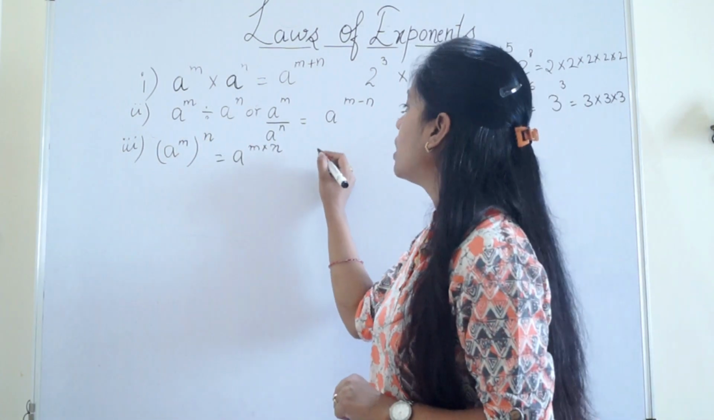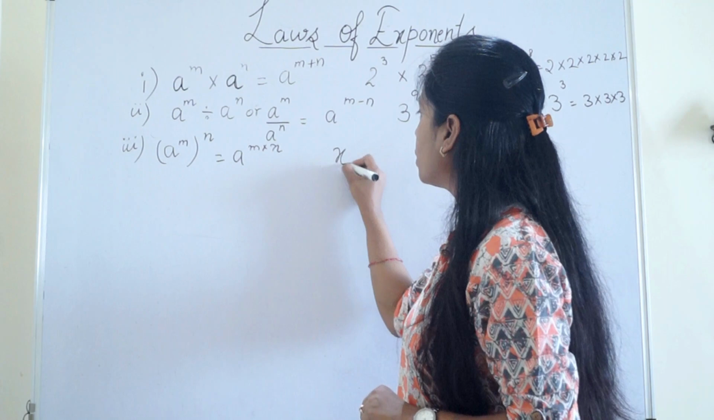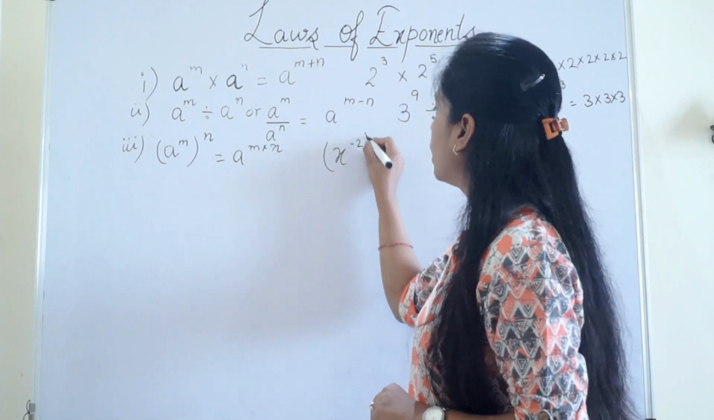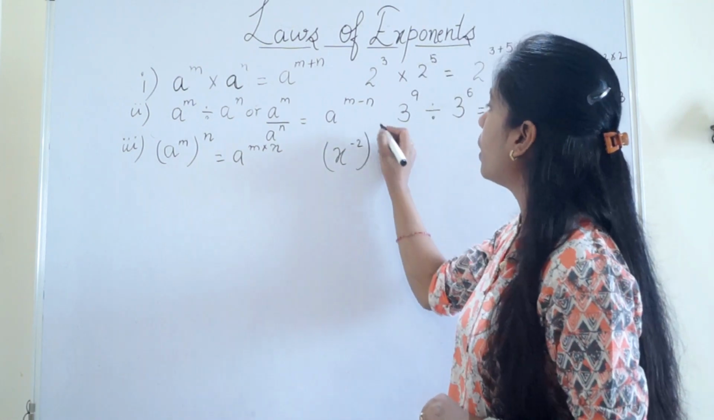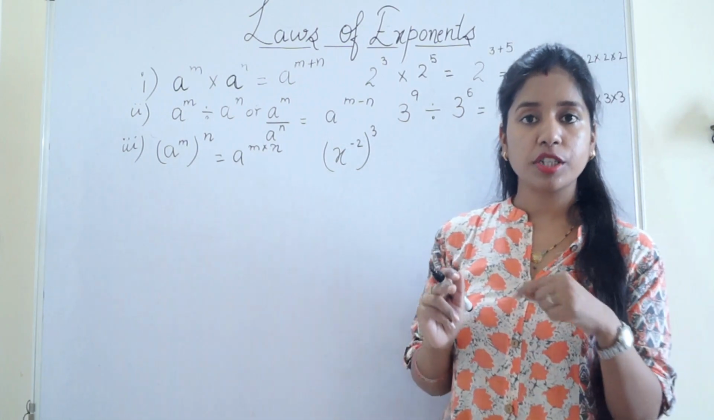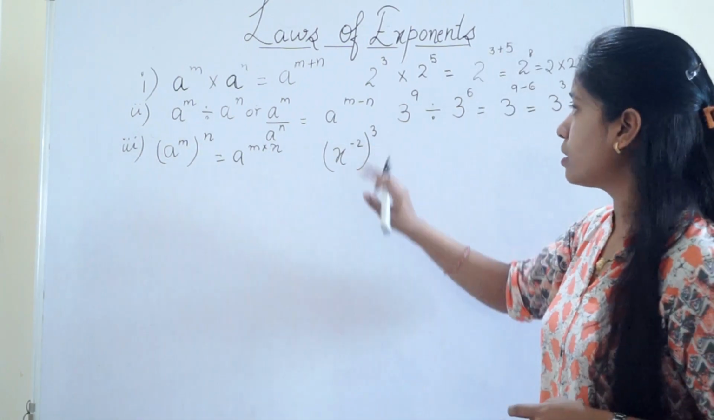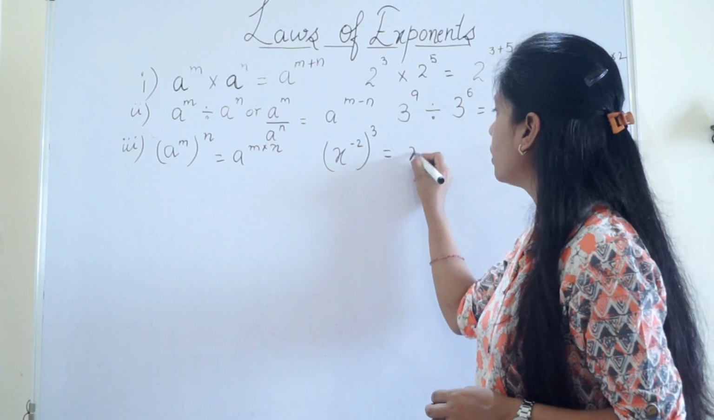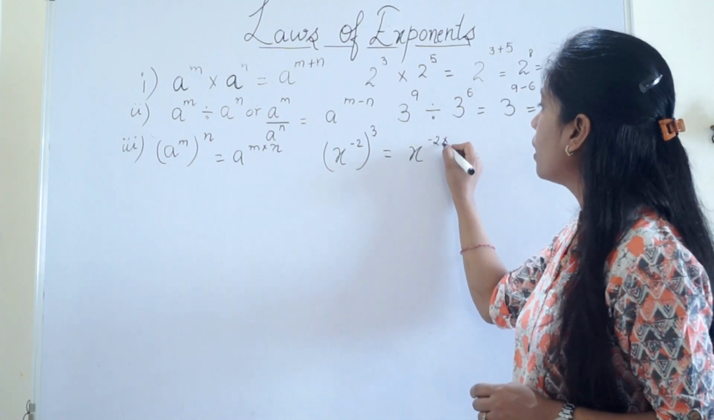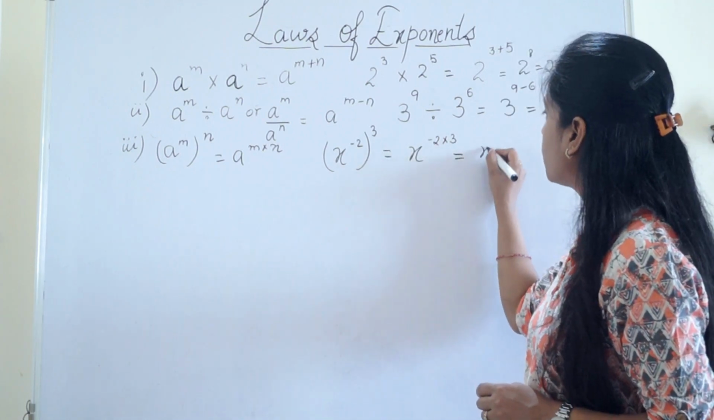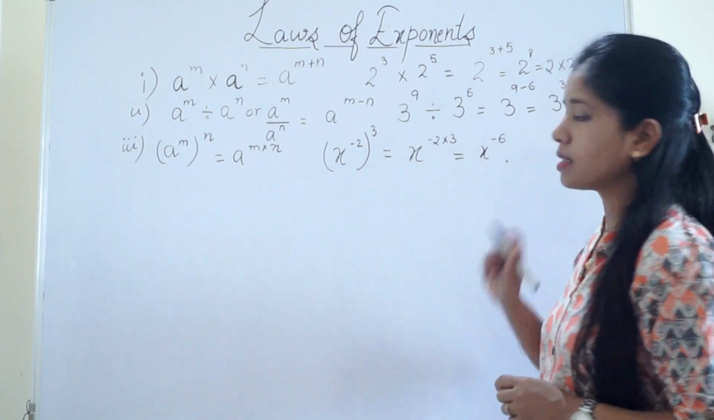For example, suppose I am having here x to the power minus 2 and it is having whole power 3. I am having here x to the power minus 2 and the whole power is 3. So what will happen here? Minus 2 multiplied by 3, so I will get here x to the power minus 6.